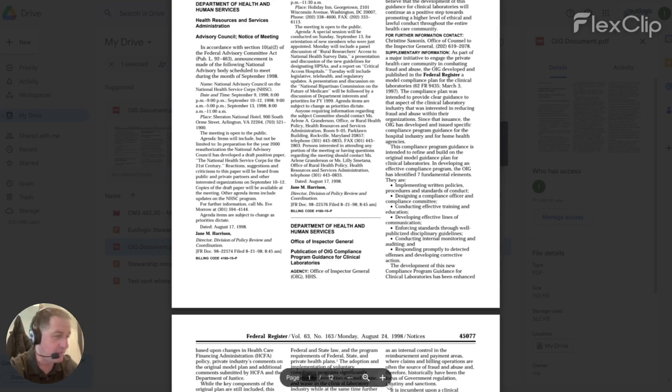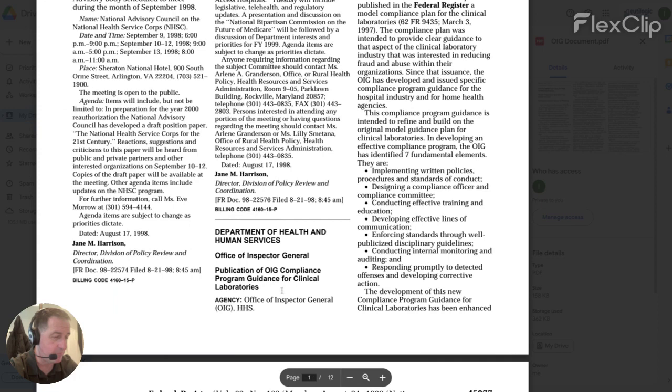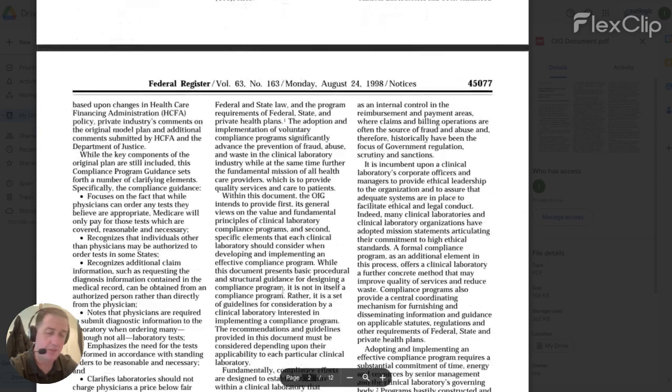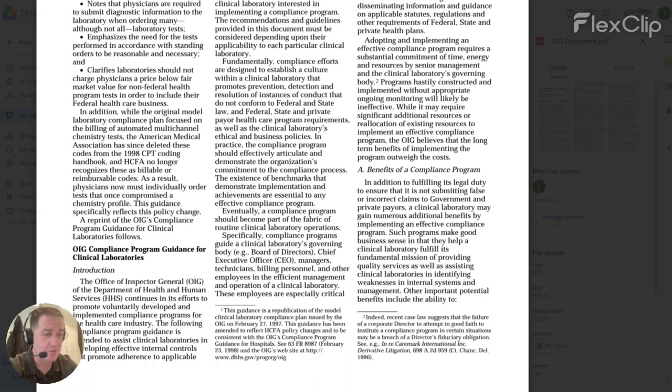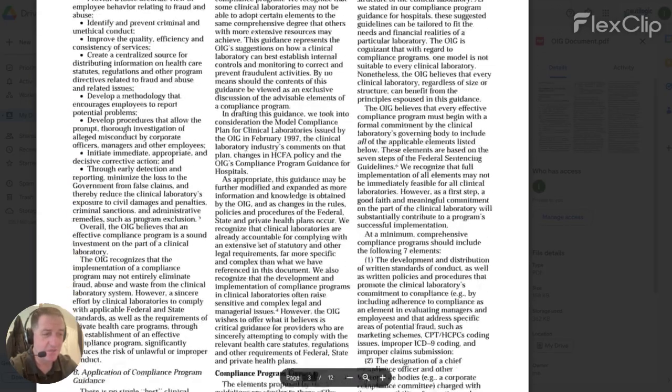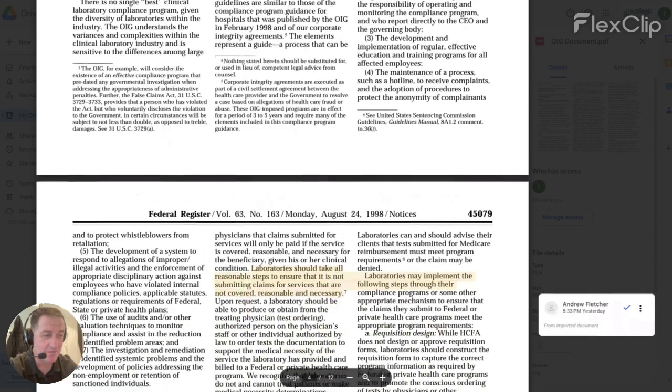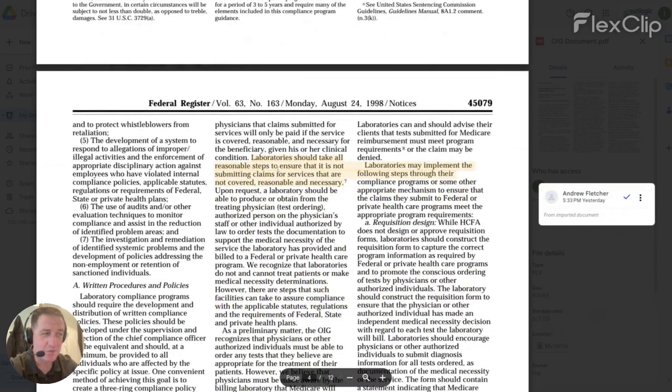Let me make this a little bit bigger so we can see it more easily. Now, this document, as you would expect, talks about a lot of different compliance issues. Not all of them relate to laboratory stewardship, so I'm not going to dwell on the whole thing. But as you start reading through this, you start to get a sense of laboratory stewardship initiatives. And specifically, as I was reading through this, I noticed this paragraph.